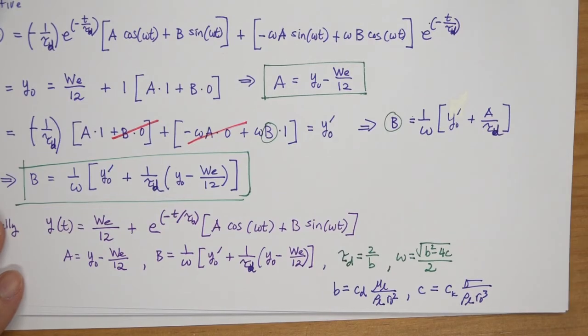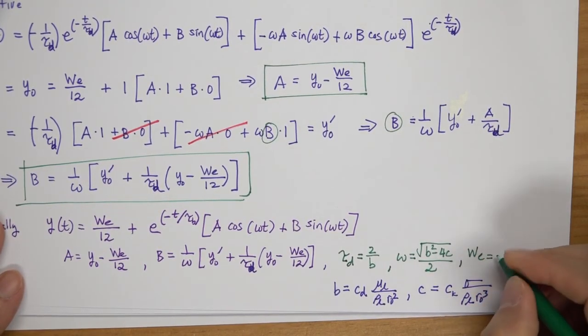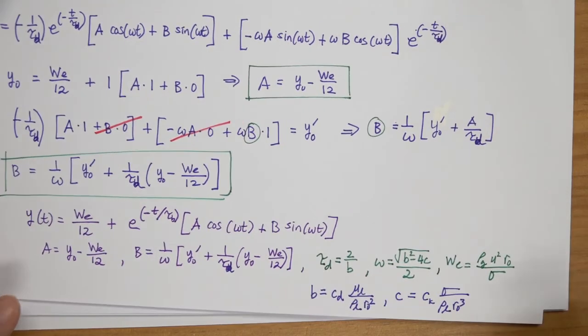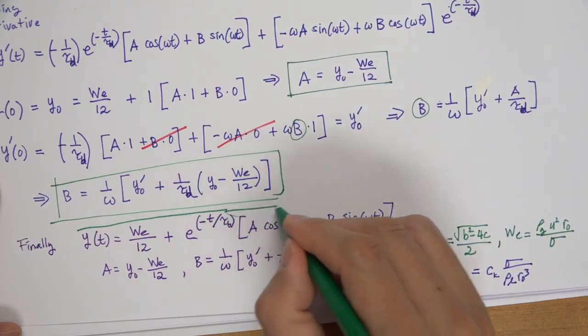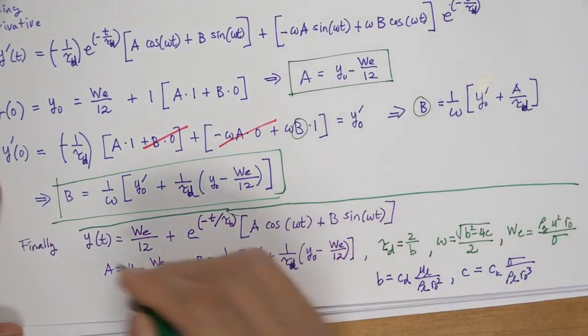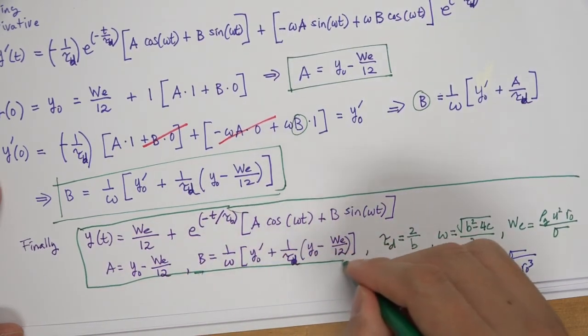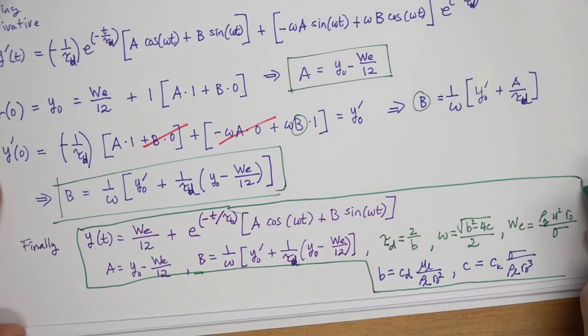I'll put a note here that the Weber number here is rho g u square rho divided by sigma. So that's the final solution of this droplet breakup model.